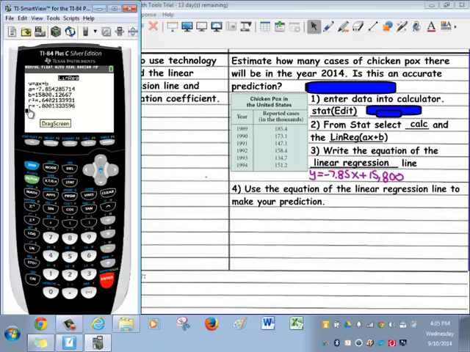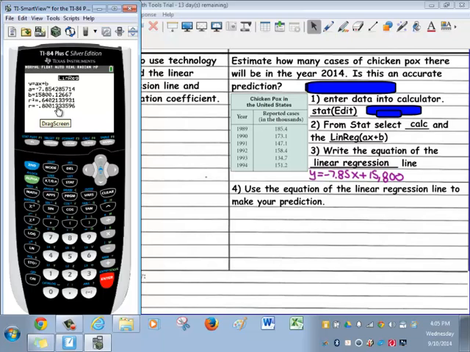what is the word? Why am I blanking on the word? Negative correlation, right? It's going down from left to right, and it's kind of close to 1. It's not exactly 1, but it's kind of close. So this will give you a decently accurate idea of about how many cases there should be in the year 2014. Okay? So that's what this R is, negative 0.8.